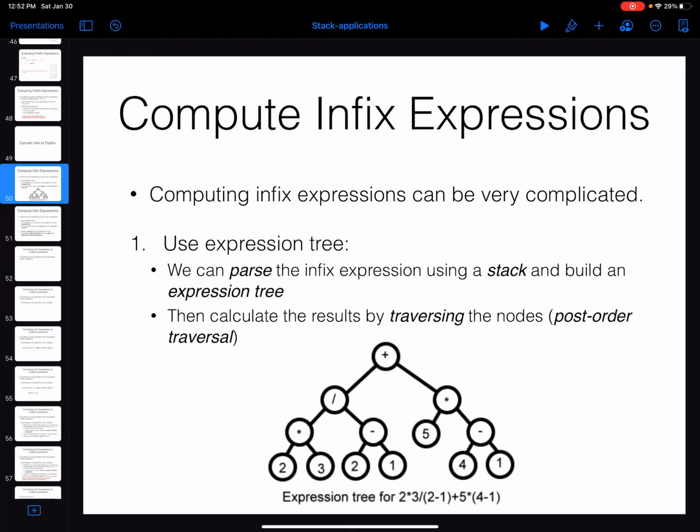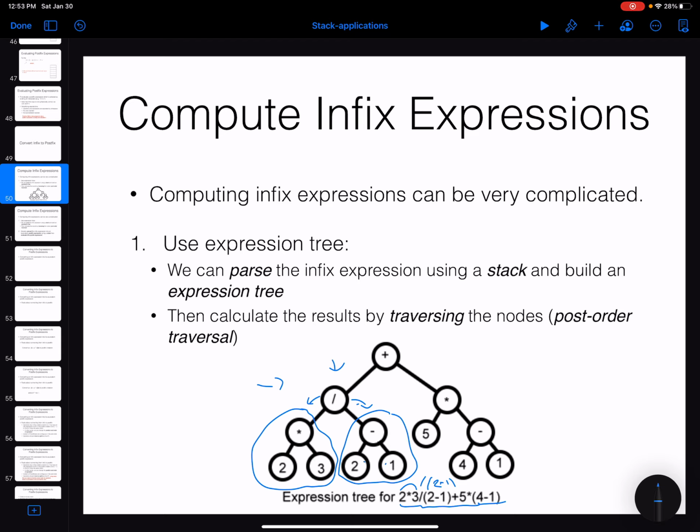So for example, if I have an expression like 2 multiplied by 3, divided by 2 minus 1, the expression tree will look like this. For example, 2 multiplied by 3 will be represented in this way, which is going to be the left child of this division operator. In fact, when I read this expression, 2 multiplied by 3 should be divided by 2 minus 1. So the right operand of the division comes from this subtree, and the left operand comes from this subtree, and the result of this one is going to be 2 minus 1.